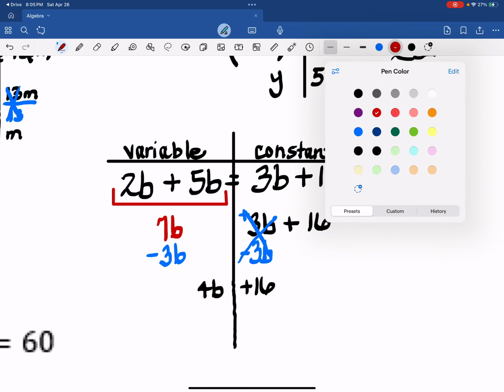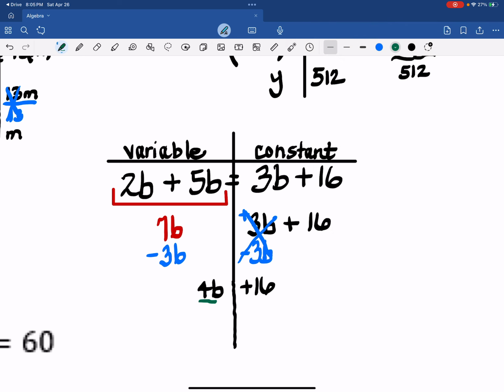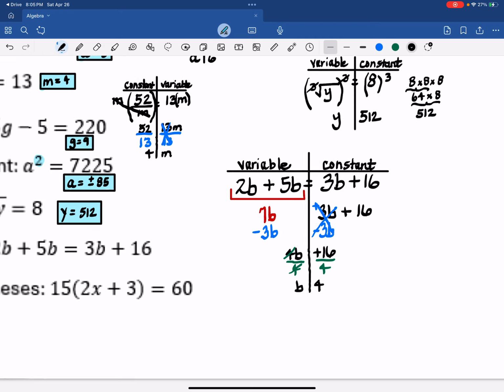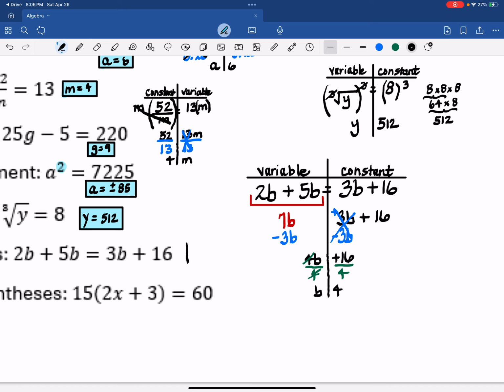So this is actually a 3-step problem. I'm going to have to divide both sides by 4. And I'm left with a variable and a constant. And when I have that, I'm done. So the solution to this problem is b equals 4.